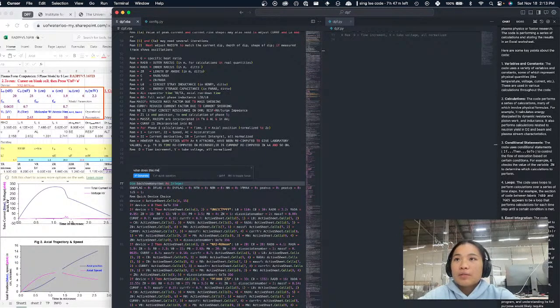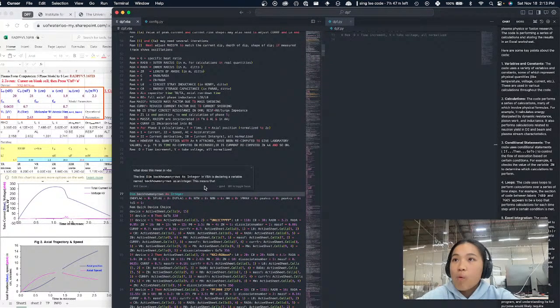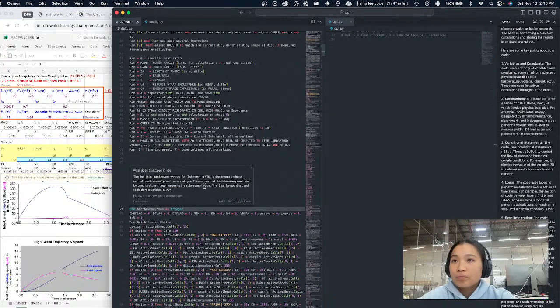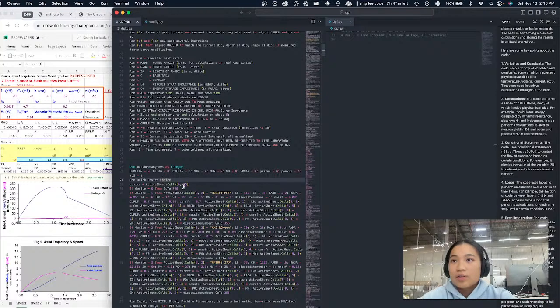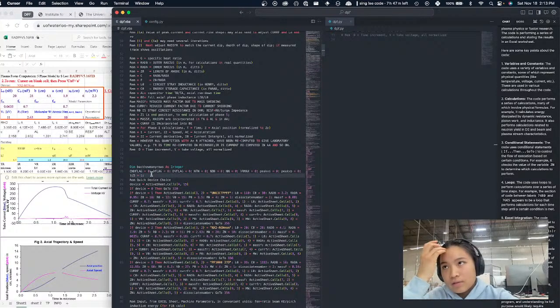What does this mean in VBA? How many rows? Okay, so dim is variable declaration. Good to know. Okay, so this is variable declaration.